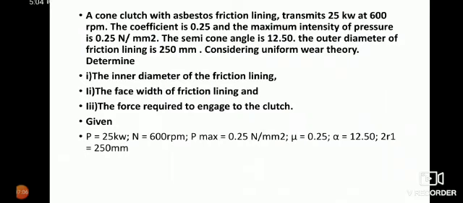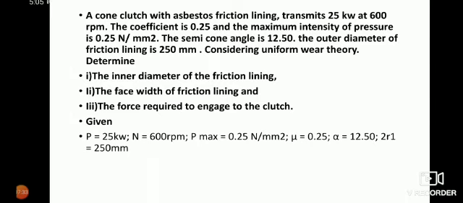A cone clutch with asbestos friction lining transmits 25 kilowatt at 600 rpm. The coefficient of friction is 0.25 and the maximum intensity of pressure is 0.25 Newton per mm square. The semi-cone angle is 12.5 degrees. The outer diameter of the friction lining is 250 mm. Considering uniform wear theory, determine the inner diameter of the friction lining, the face width of the friction lining, and the force required to engage the clutch.